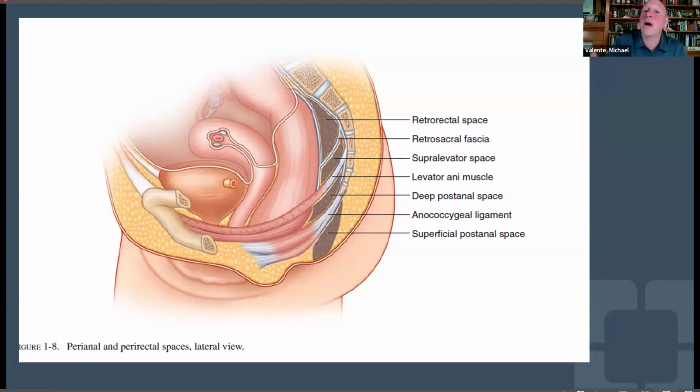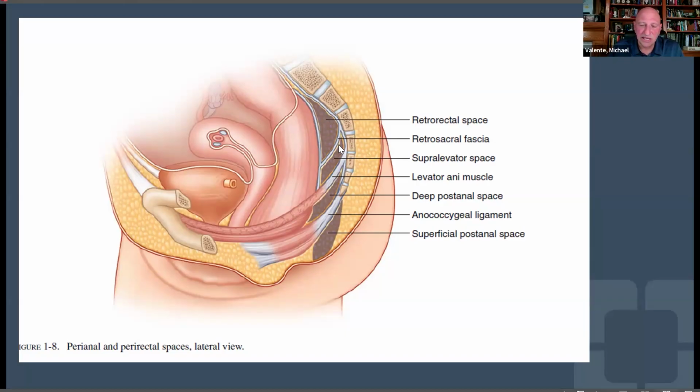It doesn't want to get out. Even when you operate on it, it's hard to get it out. So it has a chance to go all the way around and cause problems. We'll talk about that real quick. And then, like I said, we have the levator muscle, and above that the supralevator space. And then this one right here between the sacrum and the rectum is going to be the retrorectal or pre-sacral space.